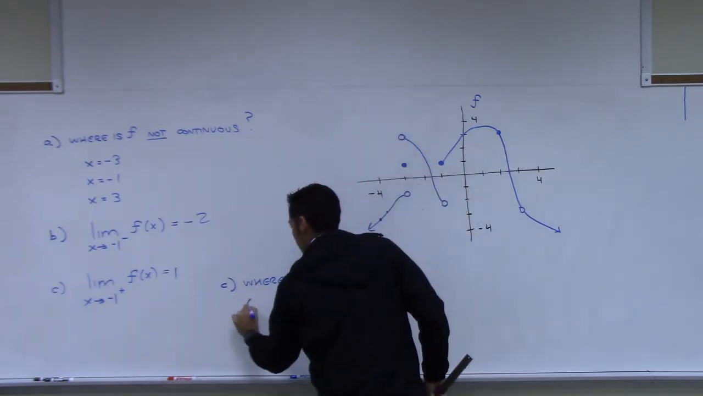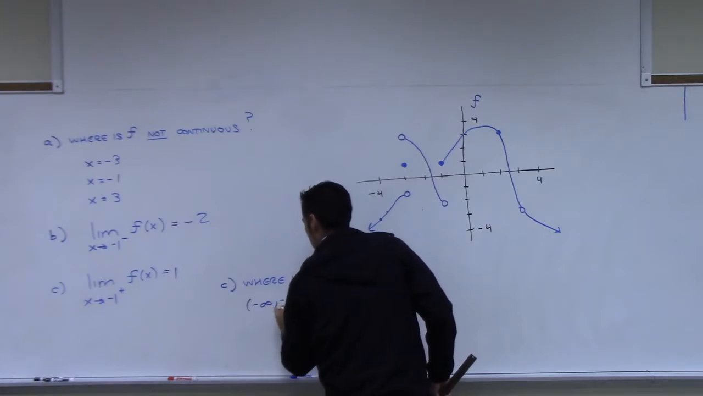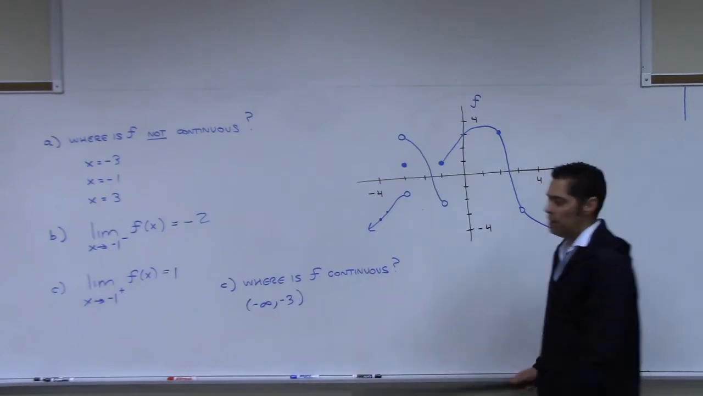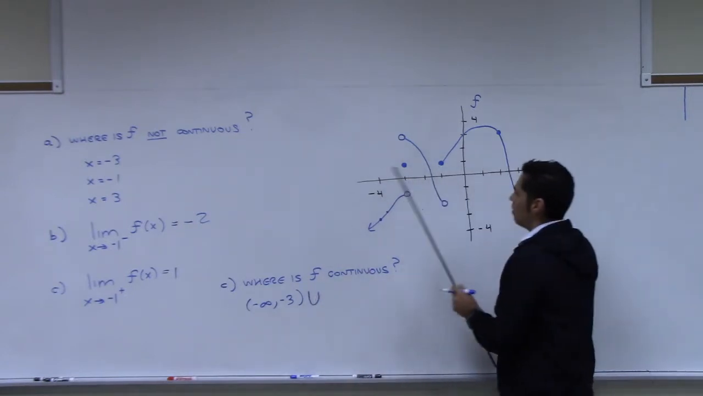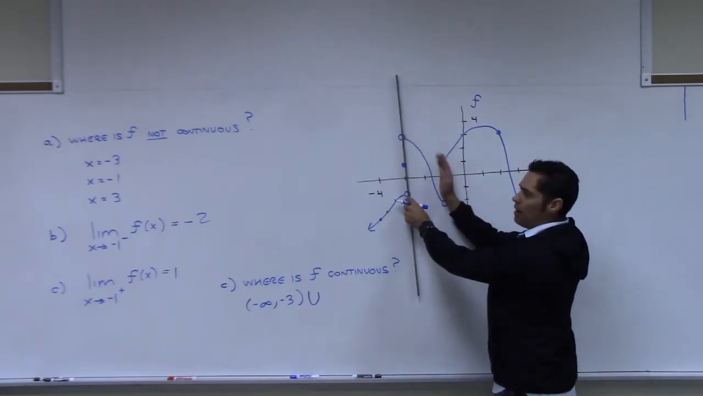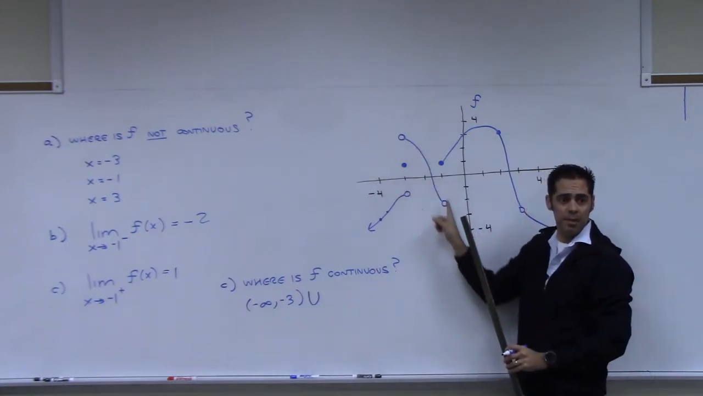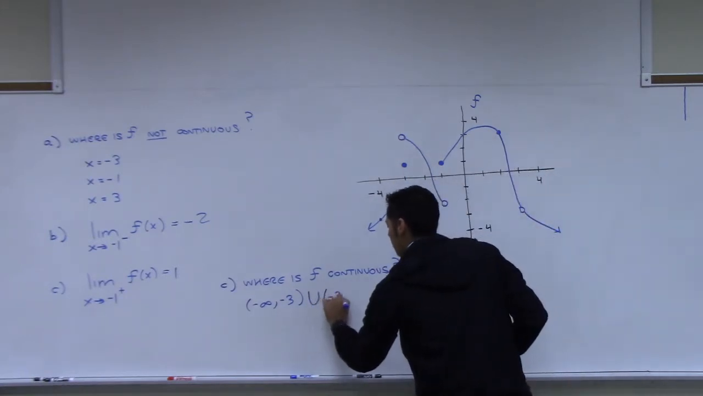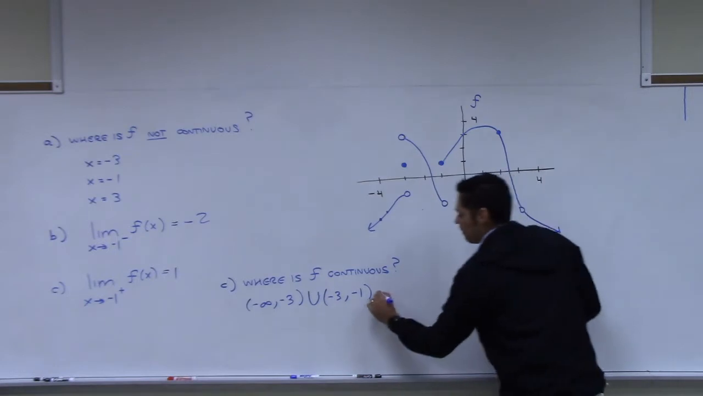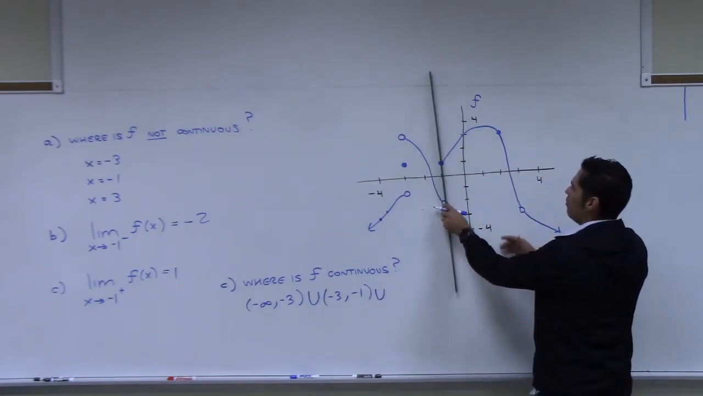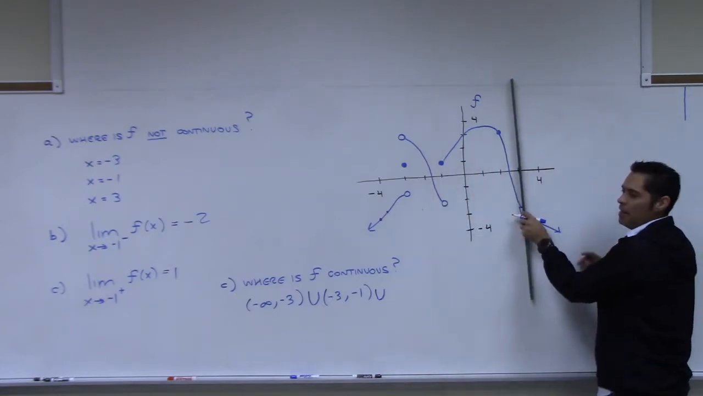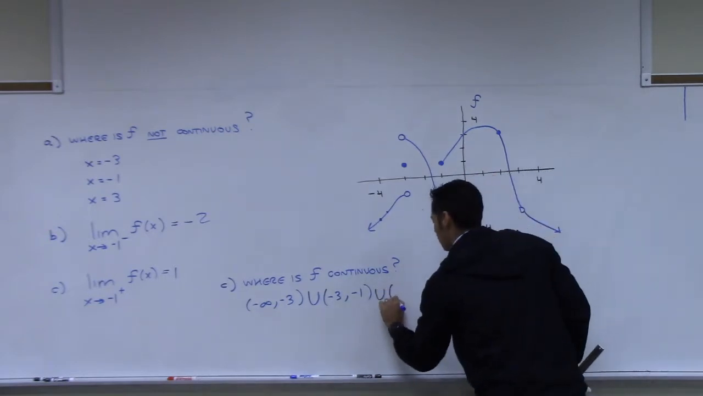So we would write negative infinity to -3 with parentheses around both. Do you use the U? The union, good. Union, and now where do you want to go from? -3 to -1. Right there, in between, this little section is a nice continuous piece. So we say -3 to -1, parentheses on both again. And then another union, -1 to what is that? 3. It looks like 3, yeah, till 3. So -1 to 3.